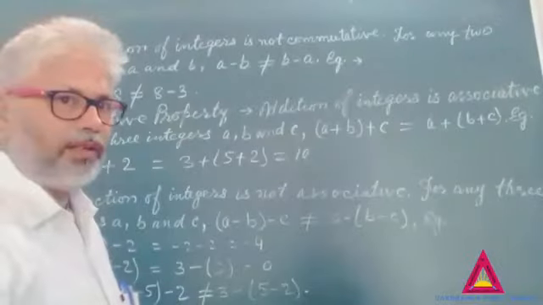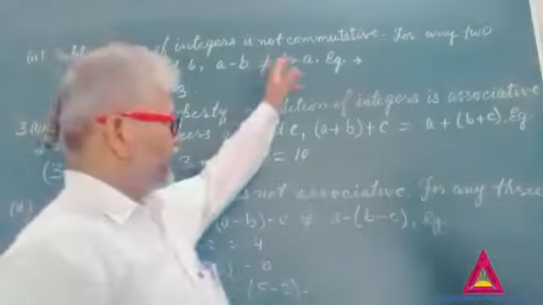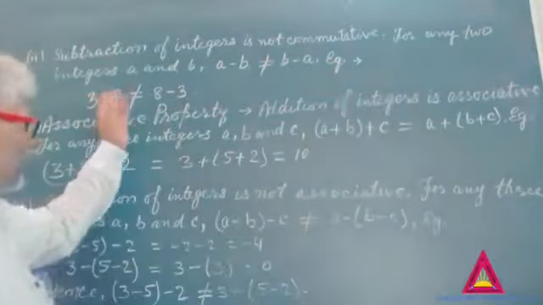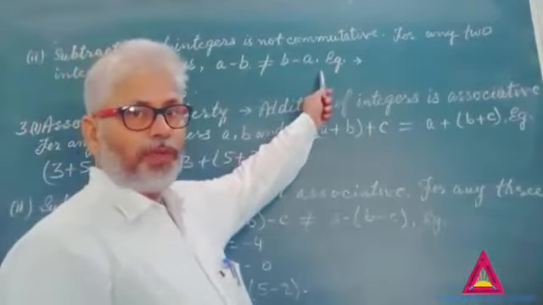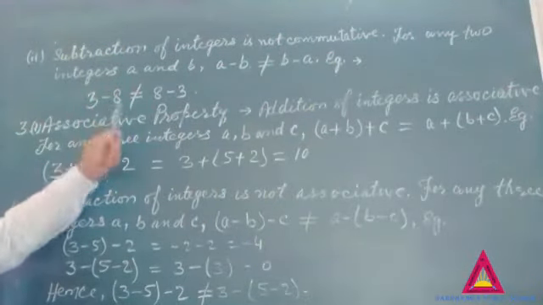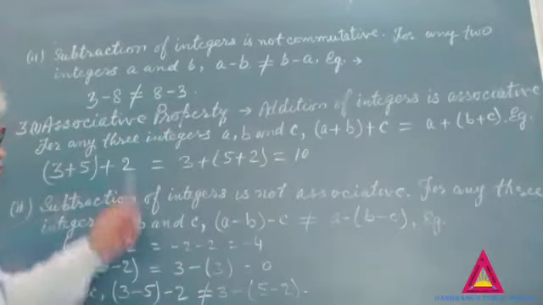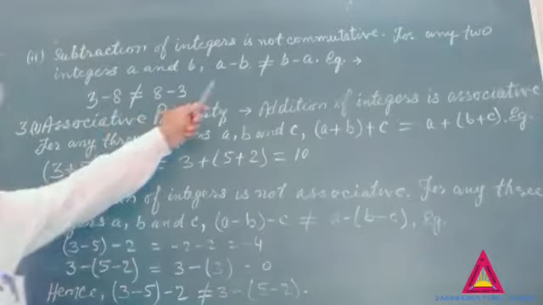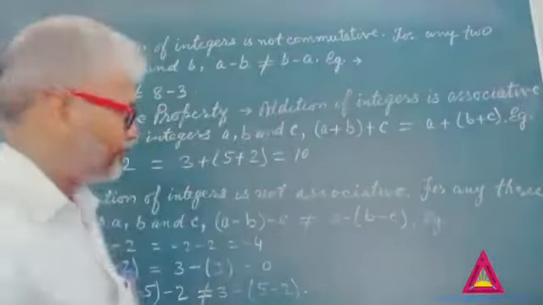Next, subtraction of integers is not commutative. For any two integers a and b, a minus b is not equal to b minus a. For example, 3 minus 8 will be minus 5, and 8 minus 3 is equal to 5. So minus 5 cannot be equal to 5. That's why we say that subtraction of integers is not commutative.